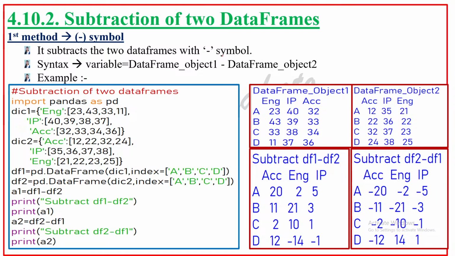So the first method, minus symbol, subtracts the two data frames with the minus symbol. Variable equal to data frame object 1 minus data frame object 2. So data frame 1 minus data frame 2. This is our first data frame, second data frame. Now you will see that here it is English, IP, accountancy, and in the second data frame object it is IP, English, but the columns are the same. The order is different, but the columns are the same. English is available, IP is available, accountancy is also available.